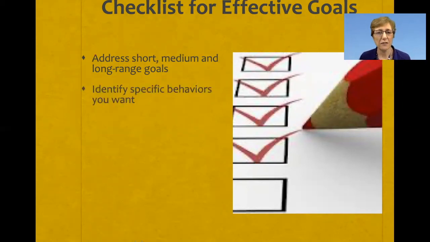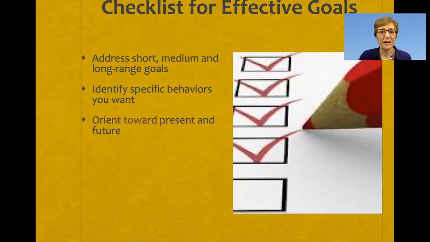You want to identify specific behaviors that you want. If you can be specific about what you want, you're much more likely to get it than if you're just vague about it. You want to orient towards the present and the future so that you're thinking about how to prevent conflict from emerging in the future, and also how to do a better job.